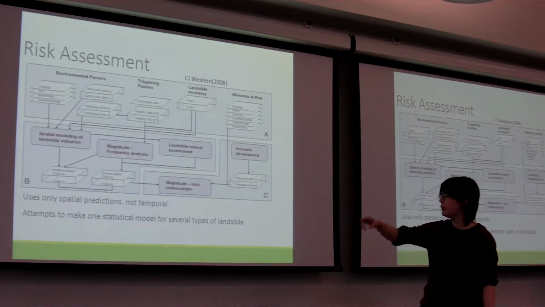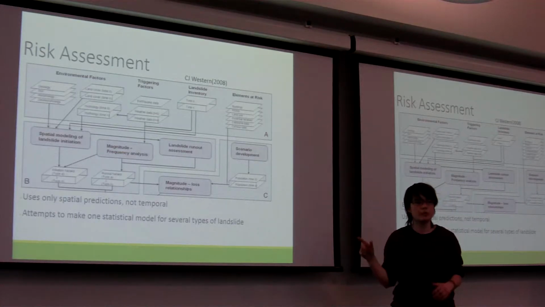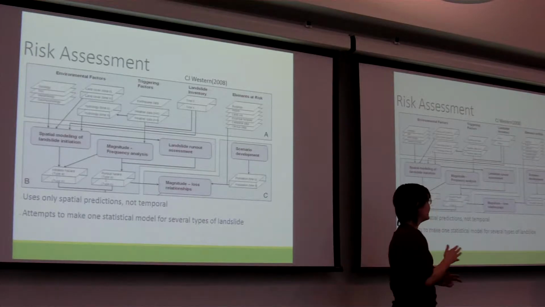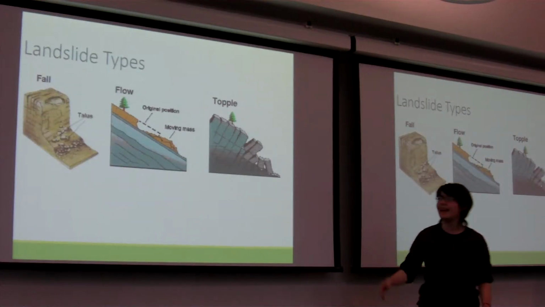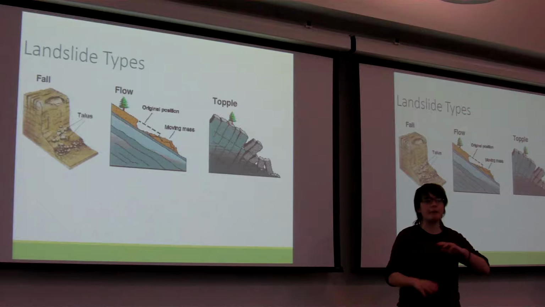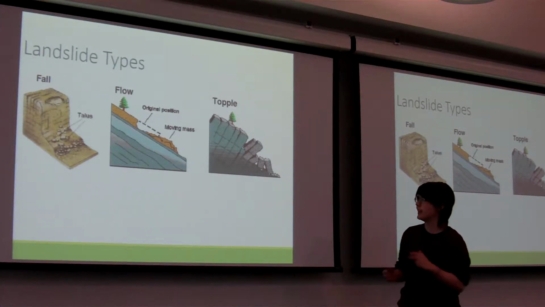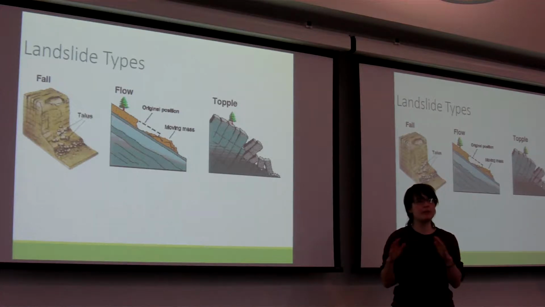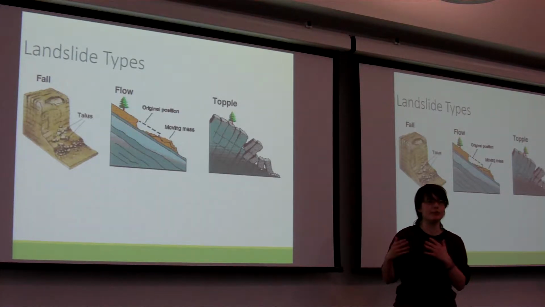And additionally, they always try and use one statistical model to predict all the different types of landslides, which, as you will see on the next slide, there are quite a few. It's actually hard to categorise landslide types. This is a really basic idea of some of them. We just picked 3 because we thought they were the easiest ones to predict with the data we have.